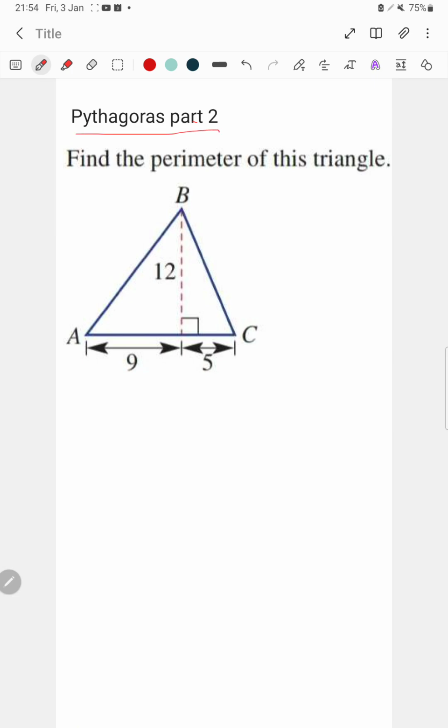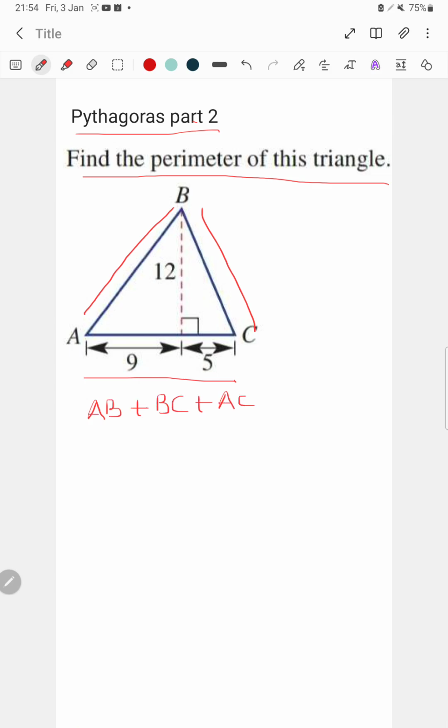So the first problem is: find the perimeter of this triangle. Now we know that if we have to find the perimeter of a shape, that means we have to add all the side lengths. So if we have this triangle ABC, its perimeter will be AB plus BC plus AC. Out of these three sides, we already know AC, which is equal to 9 plus 5, which is equal to 14 units. Because nothing is mentioned, I will be writing it as units.